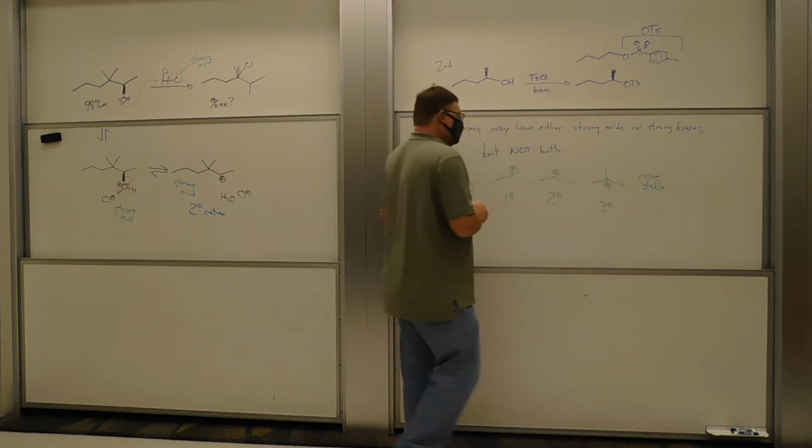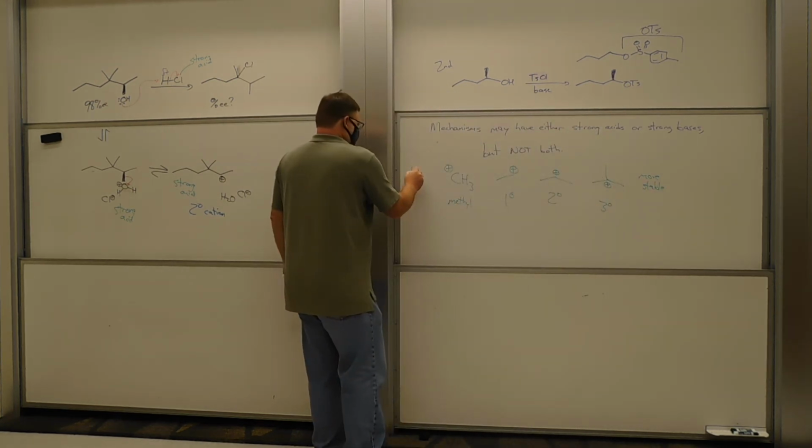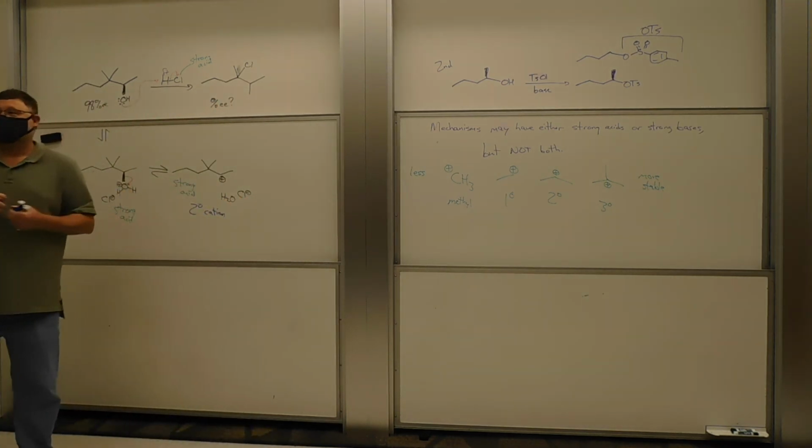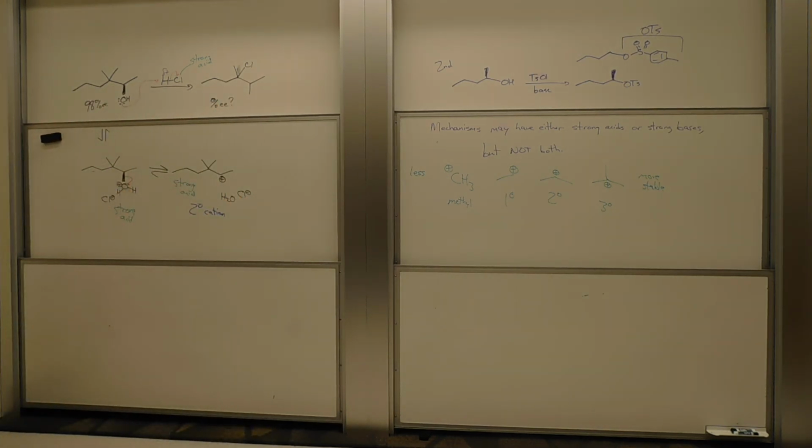Tertiary cation is more stable. Methyl cation is less stable. And actually, a methyl carbocation essentially cannot form. Like, it can. There are ways to do it, but it's really weird chemistry that you're not going to see under normal circumstances. Primary carbocations are really, really unstable themselves.